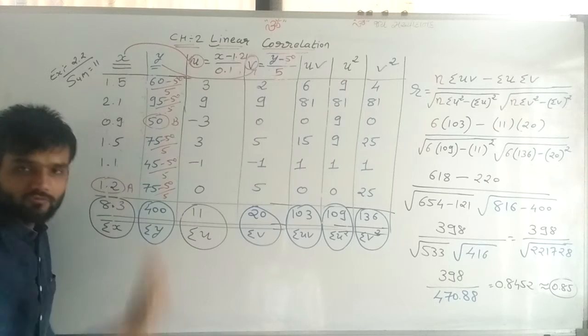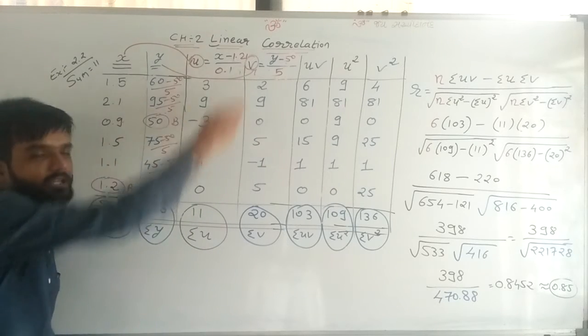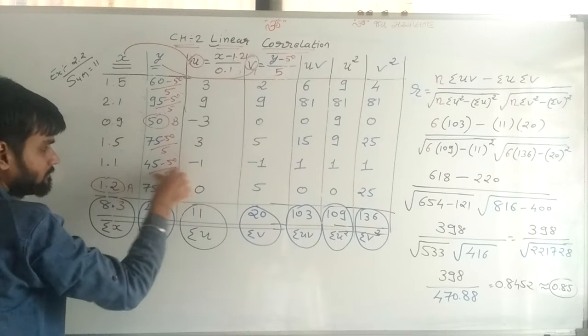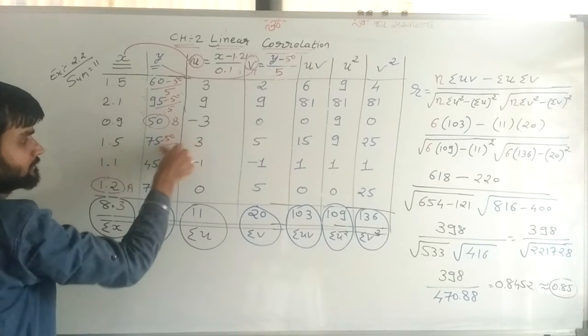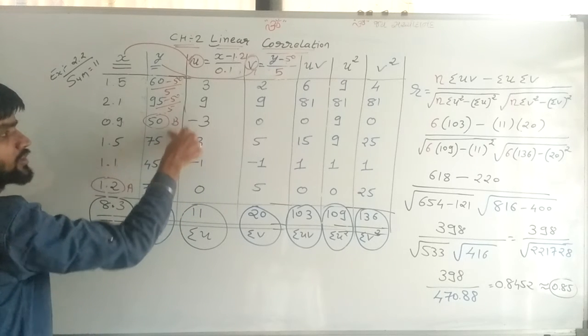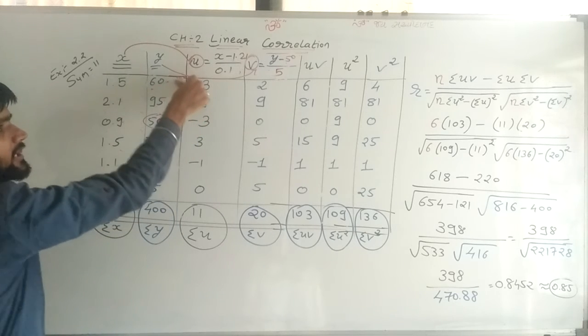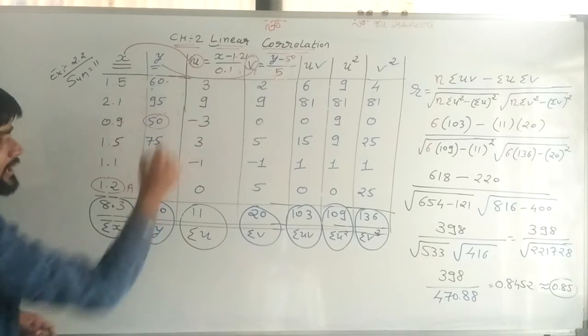25 upon 5, 5. In this way we are finding values of v. Now again I am clearing the calculation because you don't need to write here. This is only for your explanation.